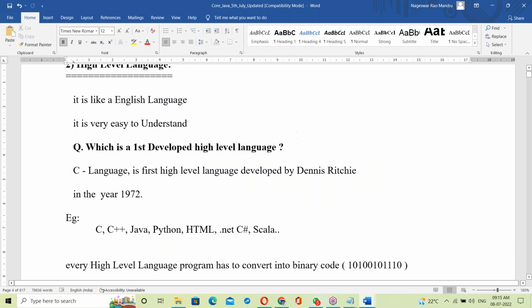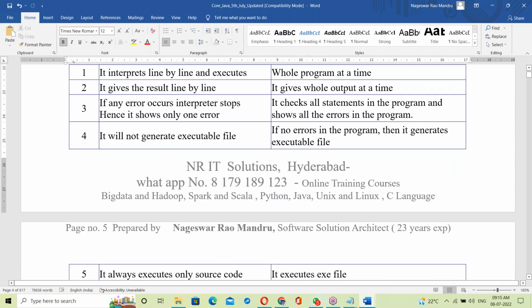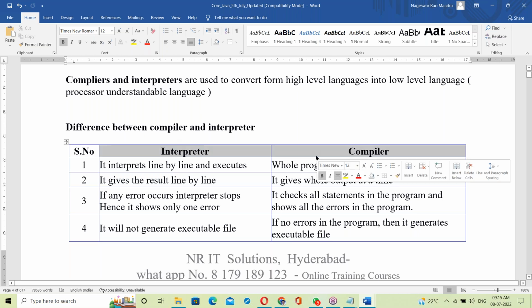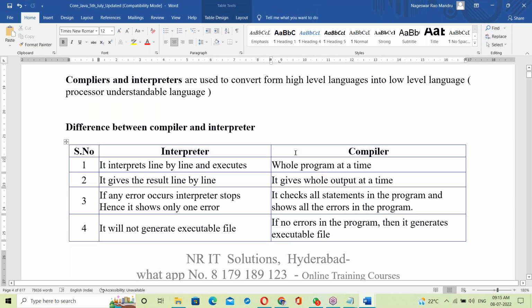I will share today's topics in the group. Next topic is the interpreter and the compiler. Fortran, Basic, Pascal, and COBOL are also high level languages.